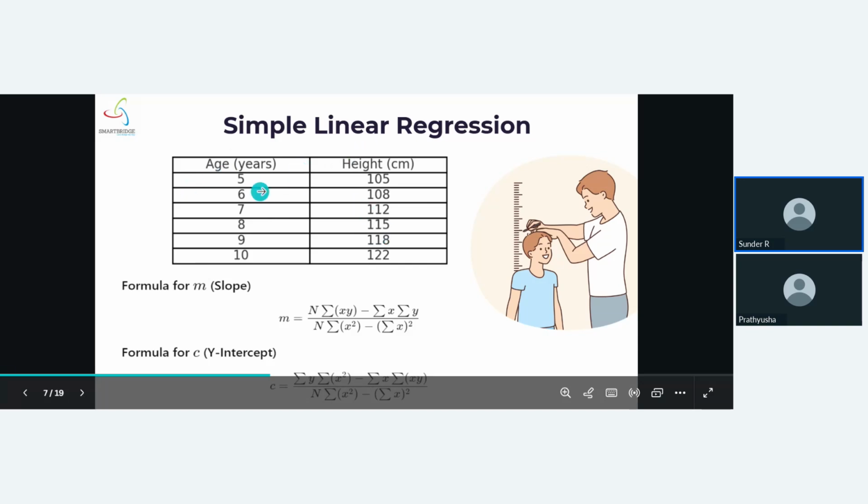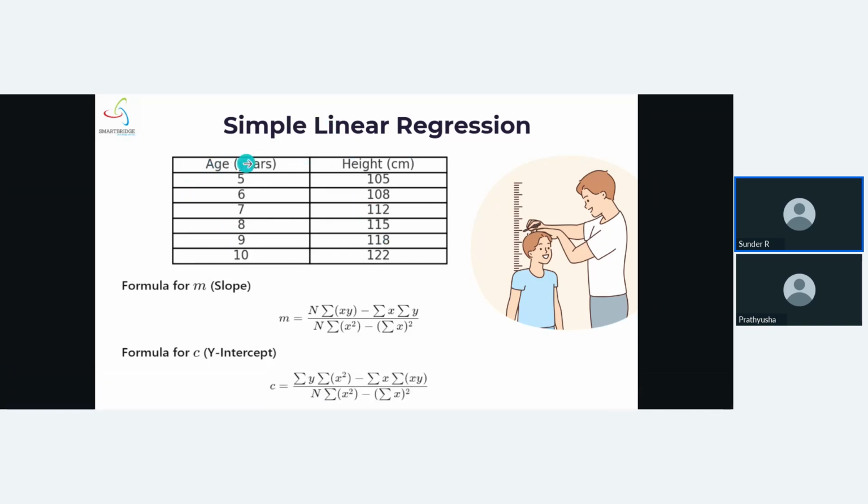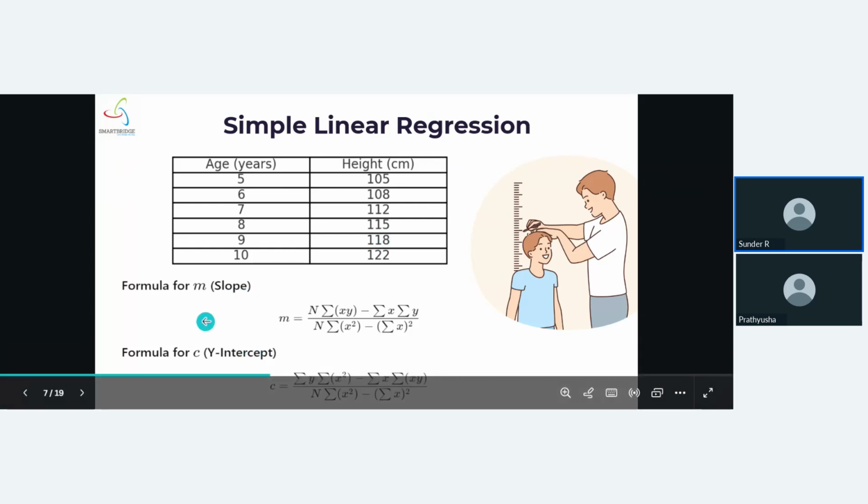So here we are having a simple linear equation, right? Linear regression. Here we are having age and height. As age increases, your height also increases, right? So to find that, you should have a slope and then a y-intercept. So how do you get the slope and the intercept?